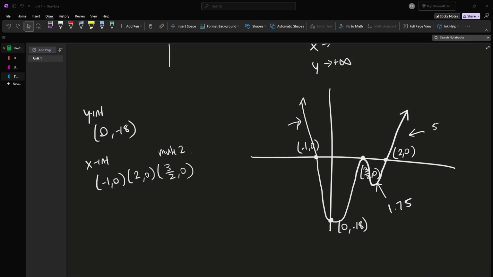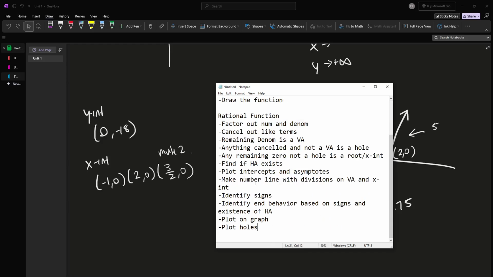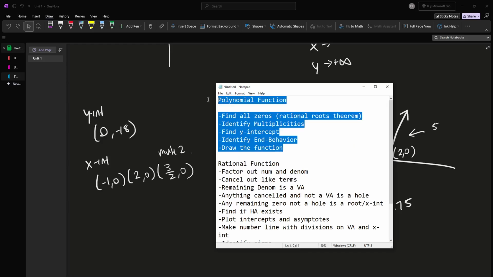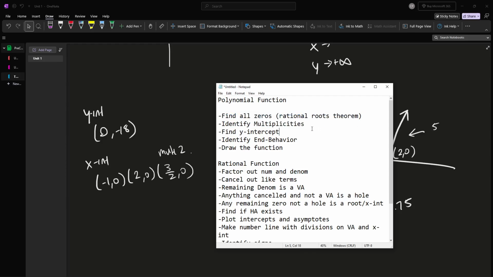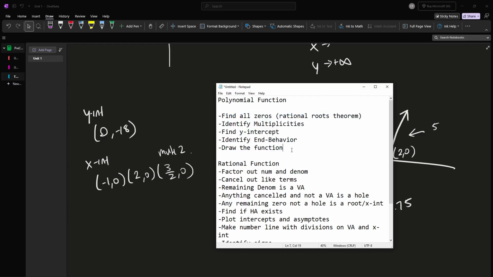Okay, so the next video will be on rational functions. Hopefully this was helpful. Oh, I forgot, here are the little steps that I use. Polynomial functions, nice and simple. You could sneak peek on rational, much longer. Find all zeros, identify multiplicities, your y-intercepts, and end behavior. Once you have these three, the order doesn't matter that much. And you want to draw the function. You plot all your points, you label your points, you draw your function.